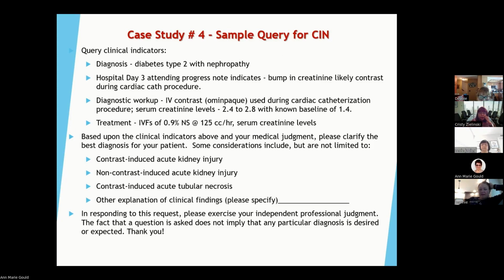So with number 3, unless you have more clinical indicators, I would not add it in. If not, take it out.